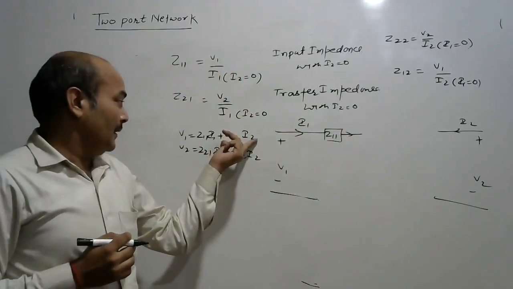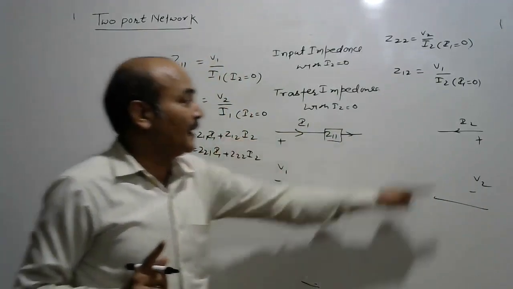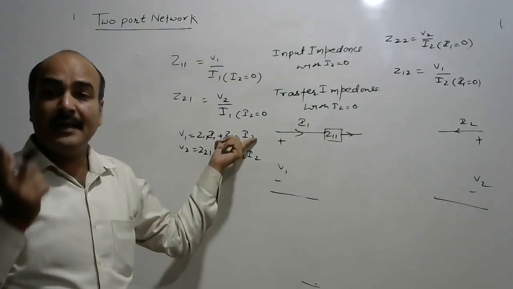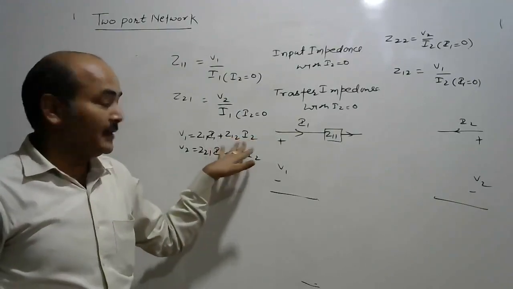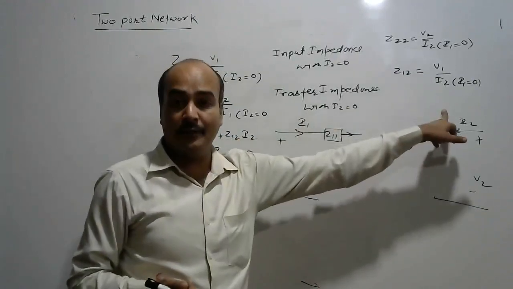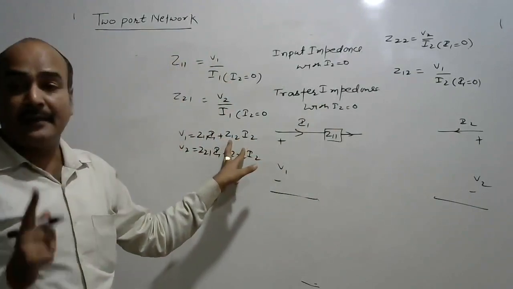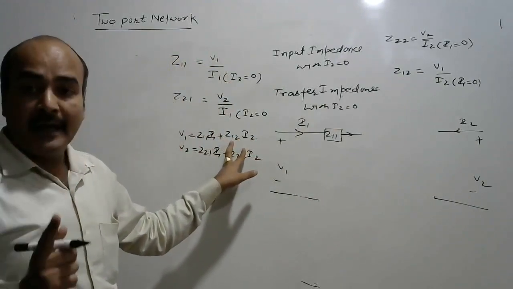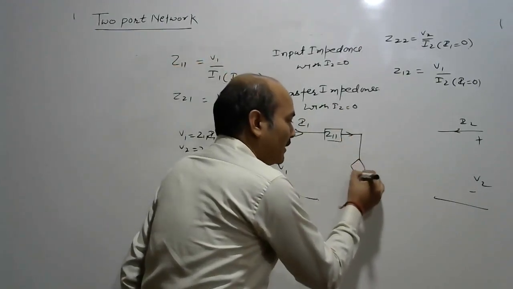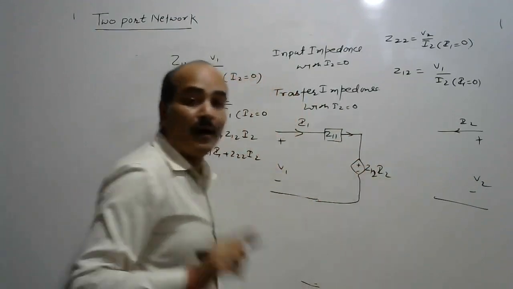For the second term, see Z12 I2. This term is also a voltage, but it depends upon the output current. So this is known as a current dependent voltage source, because this term is a voltage, but at the input port we do not have the current I2. It depends upon the output current, so we use the term current dependent voltage source. Here I am introducing one term, Z12 I2.